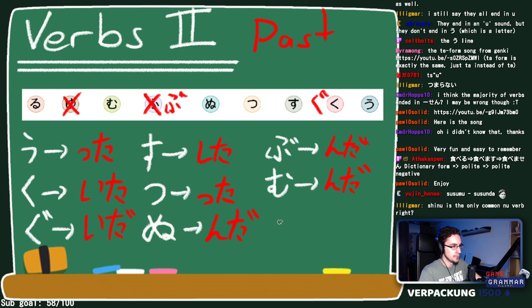And lastly, r. Let's roll that R. R turns to small tsu and ta. So that would be like iru, which would be itta, or kiru, kitta.